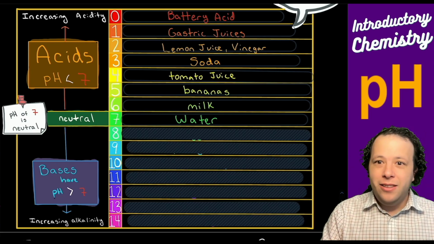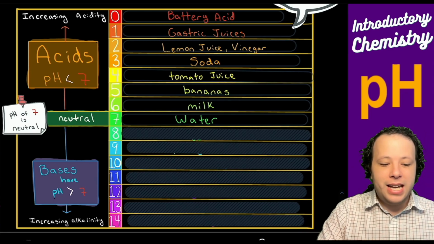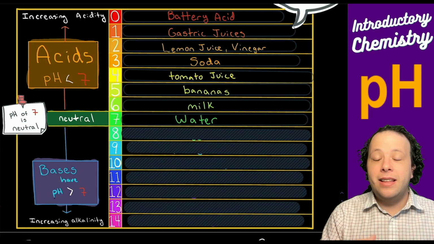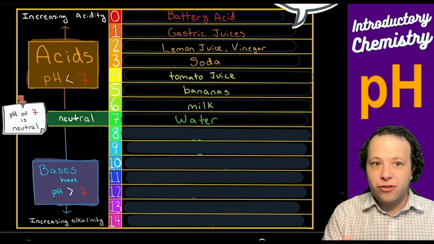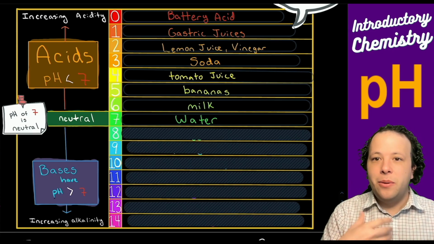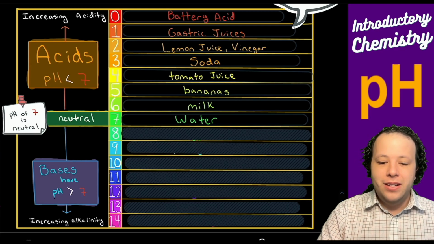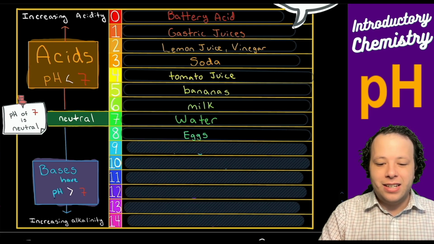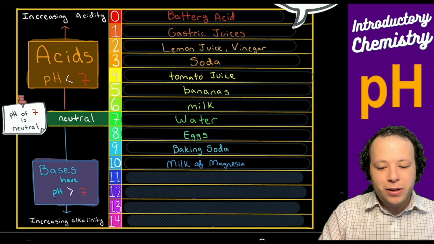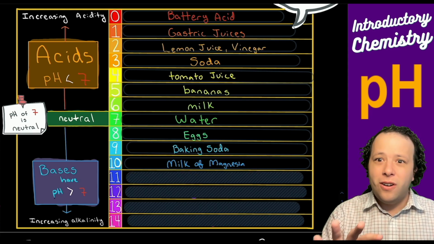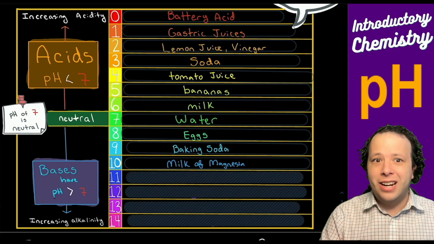As we go in the other direction, this is increasing alkalinity, meaning that the base portion is getting stronger. Bases are always represented by hydroxide. So OH minus is dissociating off of a solution. So when we go in this direction, things like eggs, baking soda, and milk of magnesia are also some common things that you find in a household.